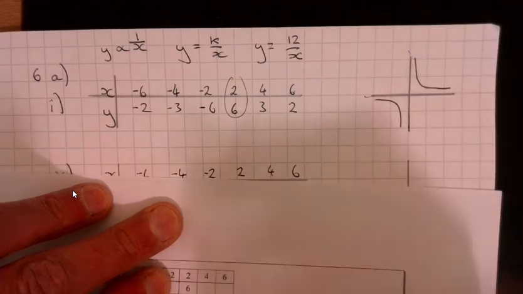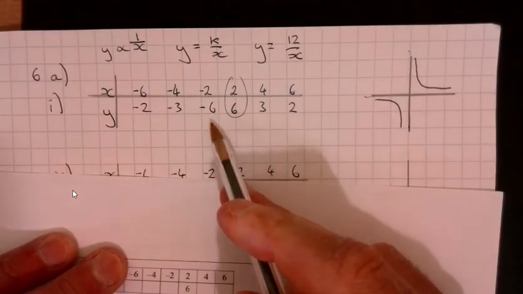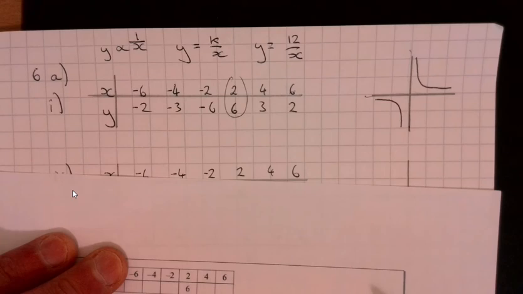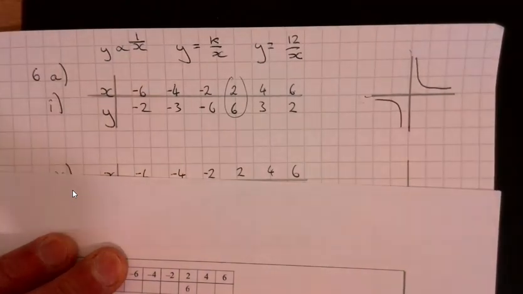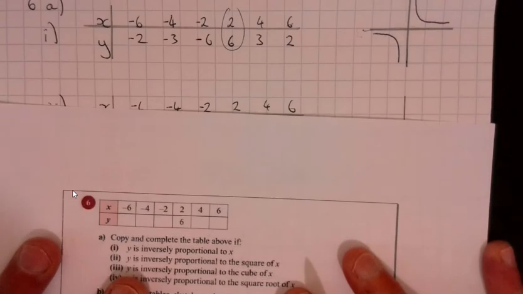There won't be an answer for x equals 0, because 12 divided by 0 is not going to happen. And also, we're not going to get an overall answer of 0. When's that going to happen? Okay, so let's have a look at part 2.